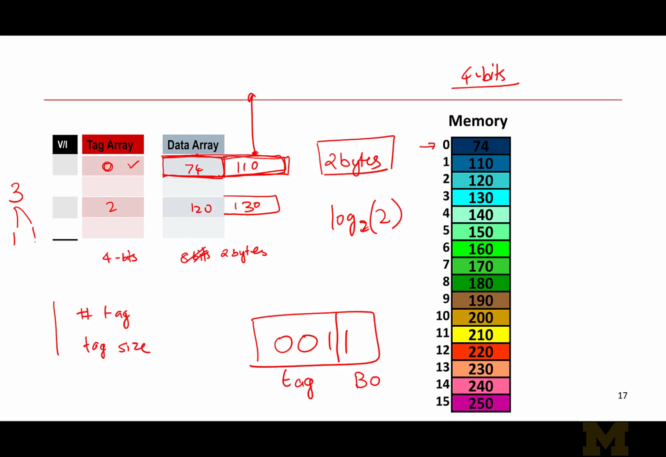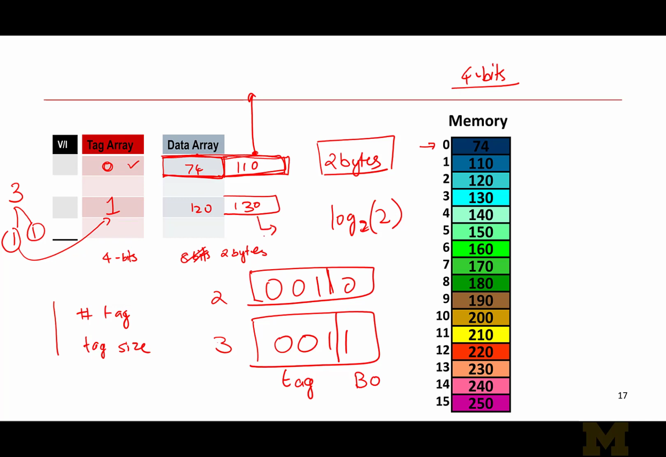And I would not be storing 3 as a tag. Instead, the tag for the addresses 3 and 2, you will notice, is both the same, which is to be expected. So the tag for this would also be 1. So the tag would match with the tag that is stored, and the block offset would then allow me to retrieve the data 130. Okay.